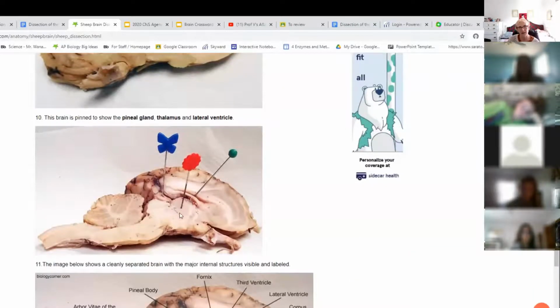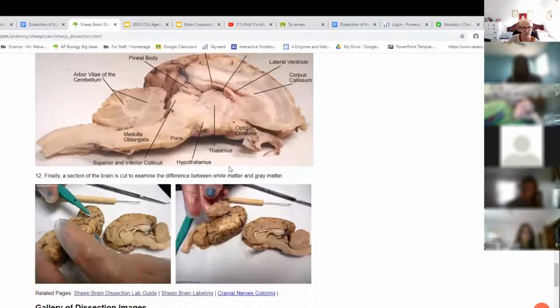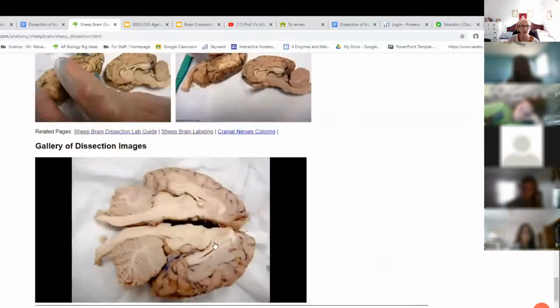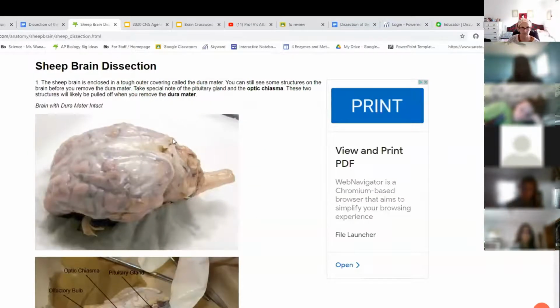This is a nice picture of the thalamus right here. We get excited when you can find a good thalamus. And a pituitary gland dangling down in front. Okay, so that's what you're going to look through in that sense. So that's your virtual dissection that you can use.